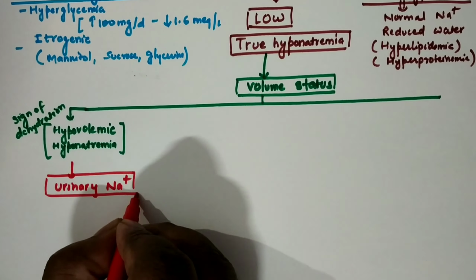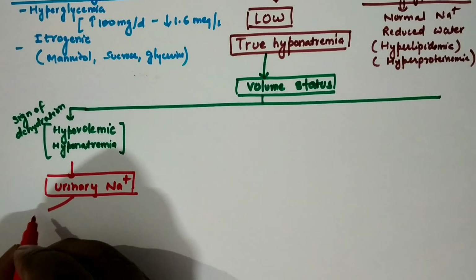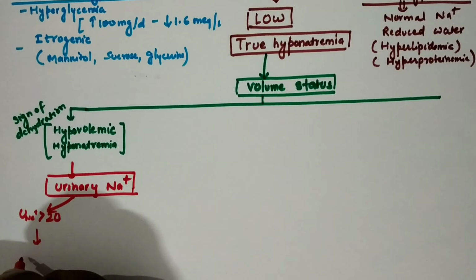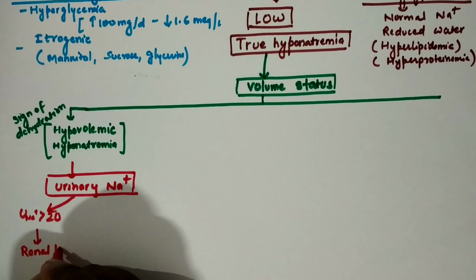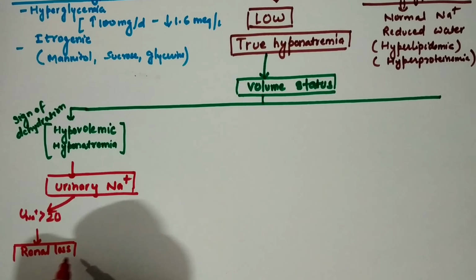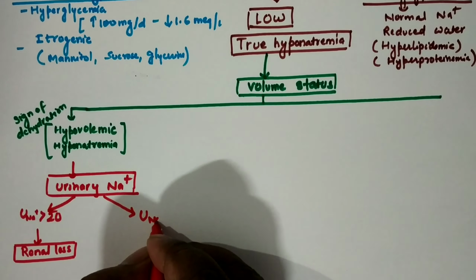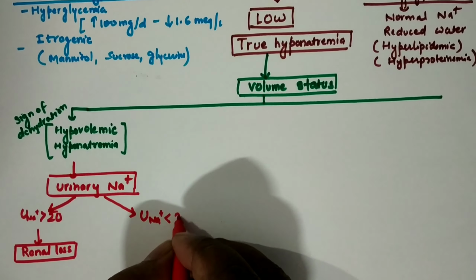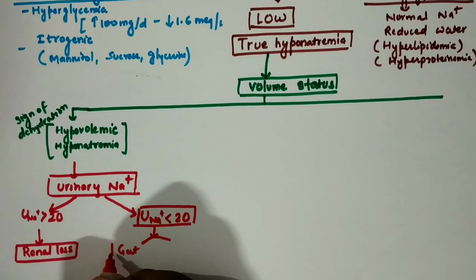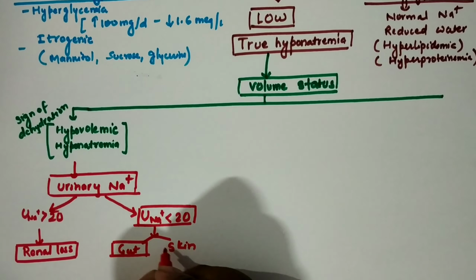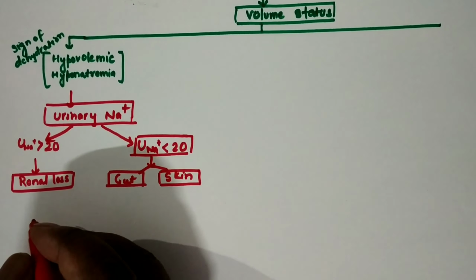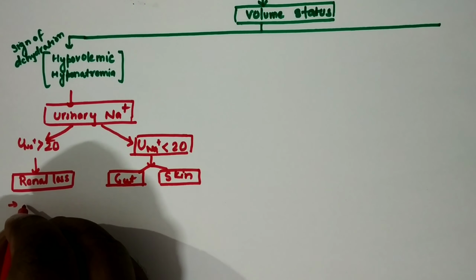If the urinary sodium is more than 20, here the kidney is excreting more sodium, so there is a renal loss. And if the kidney is conserving sodium and excreting less sodium, then we have extra renal loss in the form of gut or through skin. Now what are the causes for the renal loss of sodium?